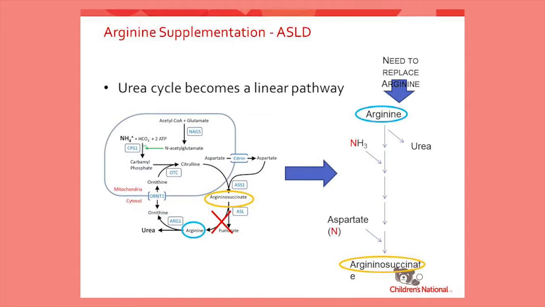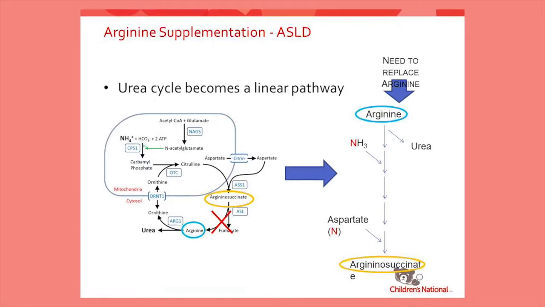So in other words, you go from arginine straight down to arginine or succinate, right? Hopefully that makes sense. So what happens is, over time, if you do not replace arginine, then two things happen. One, you'll become deficient in arginine, but the other is that none of this will work. None of this pathway will work, right?